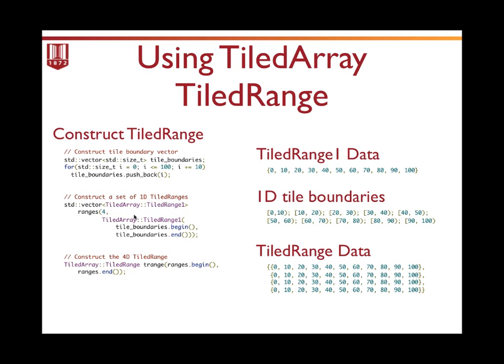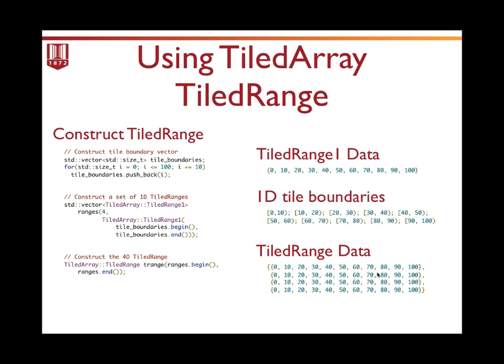And we would then construct a 4-dimensional vector, or a vector of 4 tile 1 range objects that represent a 4-dimensional tiled range. And then we just pass these an iterator with each of the different boundaries that we're going to use for our tile. And the final structure of this would be a set of 4 arrays that contain the boundaries for each of our tiles.